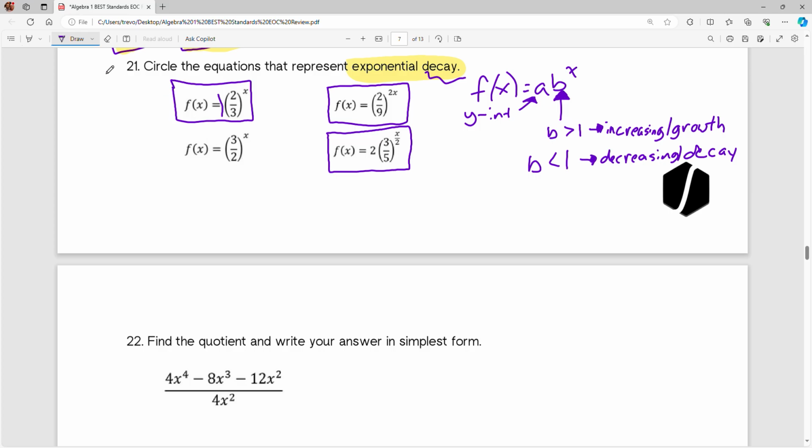And to practice the standard in IXL, I have lesson 5QL, and this will be a quick one, and it'll help seal that in your brain that the B is telling you growth or decay in an exponential function.